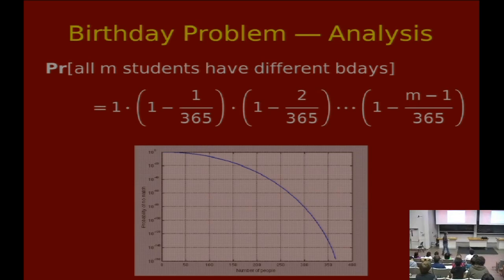OK, so this was the final answer. You can plot this as a function of m. As m increases, the probability of them having all distinct birthdays goes to 0. You can't see this, but this is logarithmic. This is like 10 to the minus 20 up here. This is like 10 to the minus 100. So with like 150 people, the probability is truly negligible.